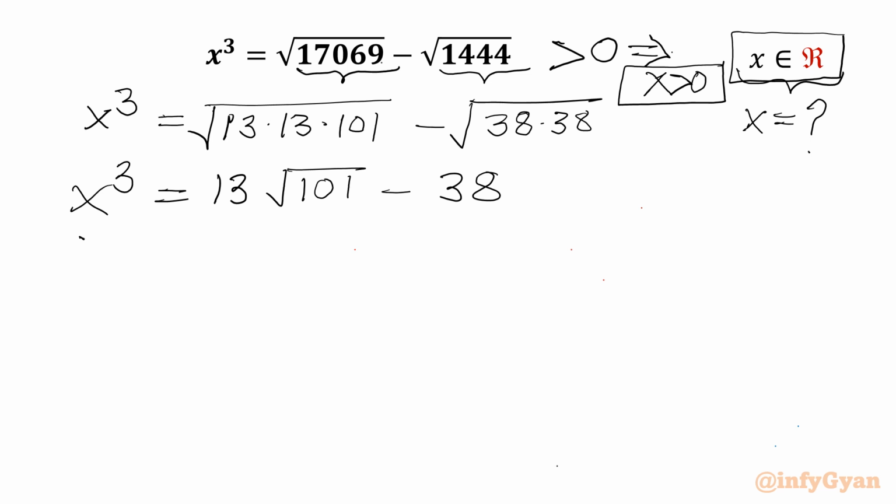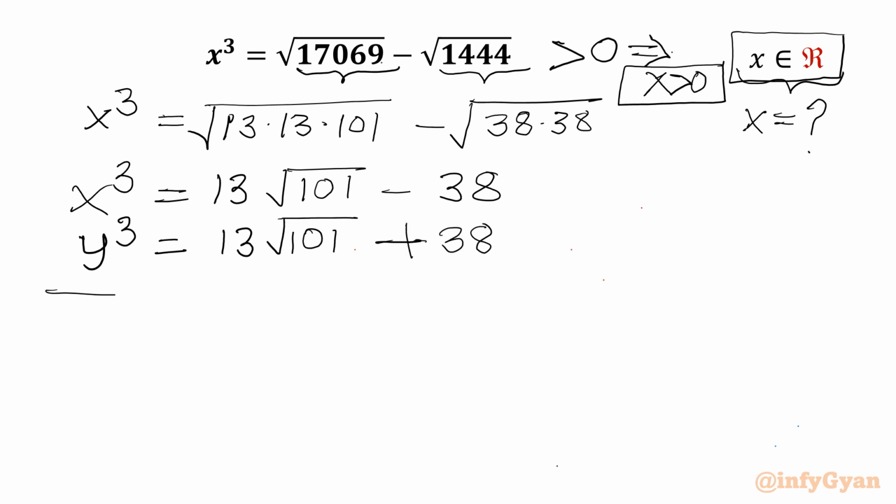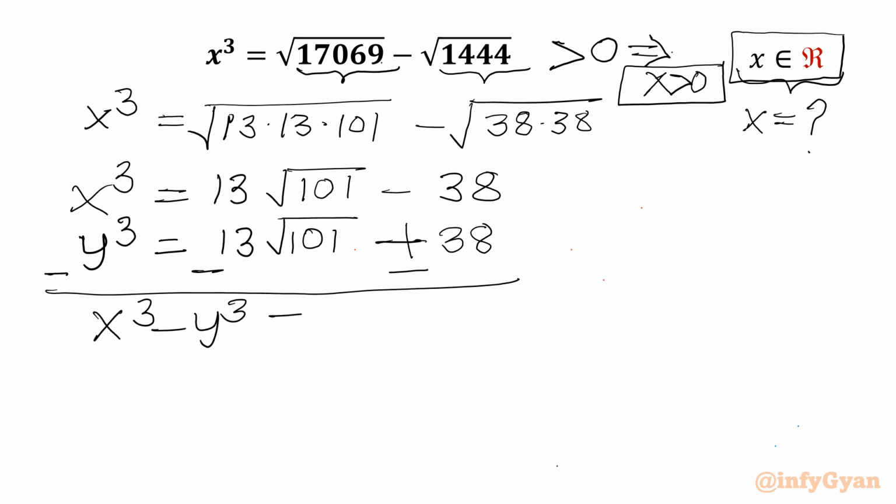Now I will consider y cube. It is equal to 13 square root 101 plus 38. Now we have two equations, x cube and y cube. Now I will subtract the second one from the first equation. So I can write x cube minus y cube value. This will be equal to minus 38 minus 38. So minus 76. This equation I will call equation 1.